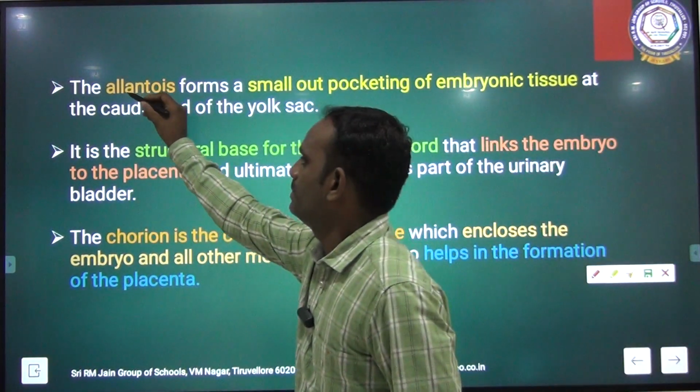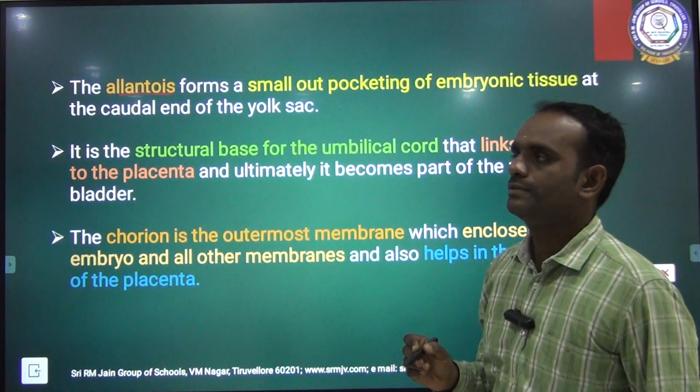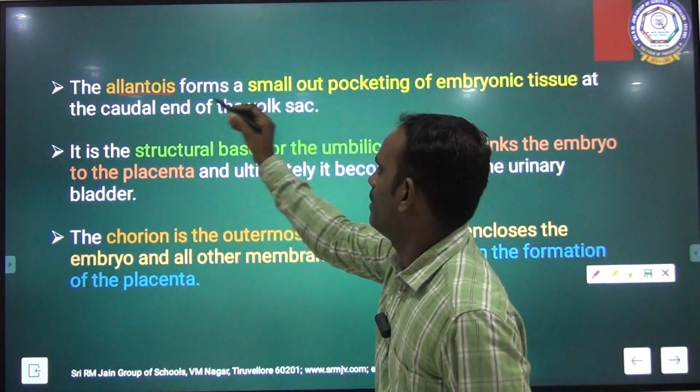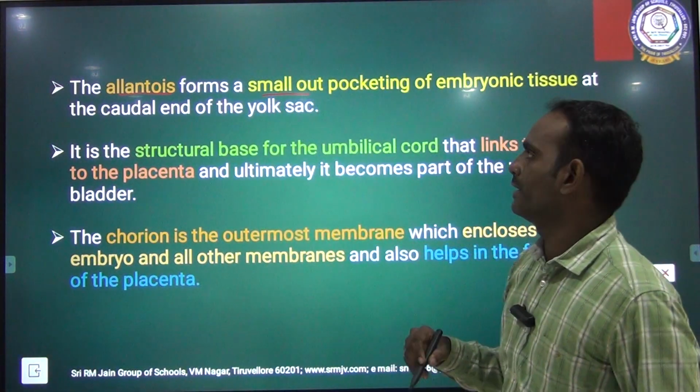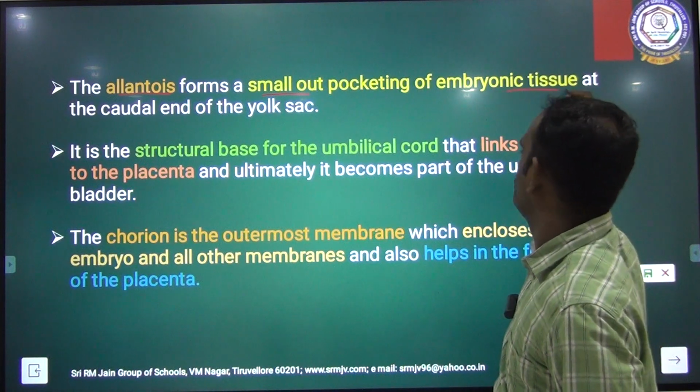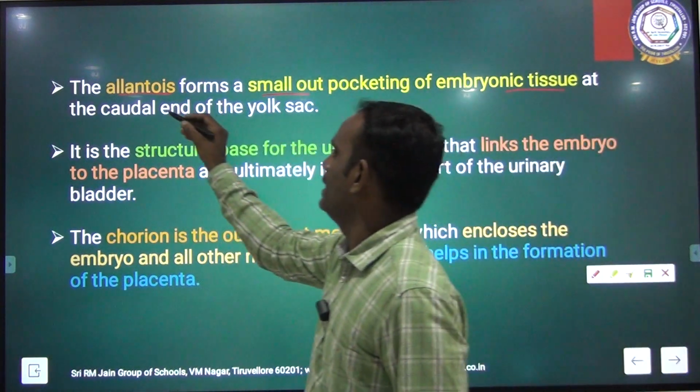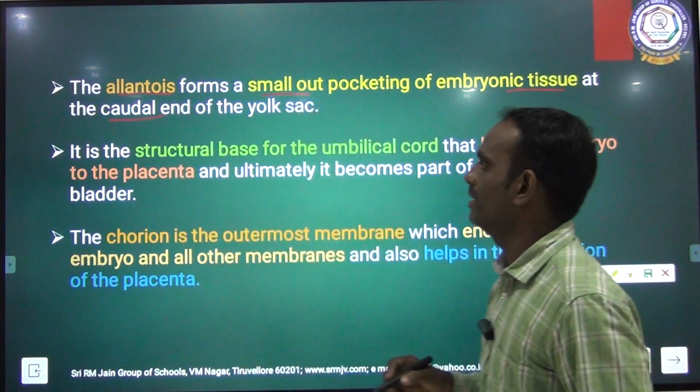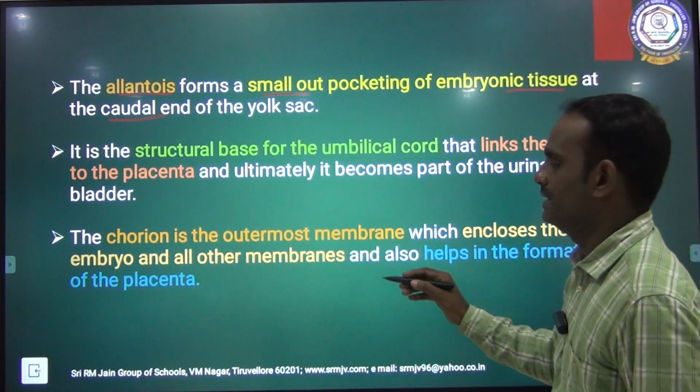The next embryonic membrane is the allantois. The allantois forms a small out pocket of embryonic tissue at the caudal end of the embryo sac. See here.